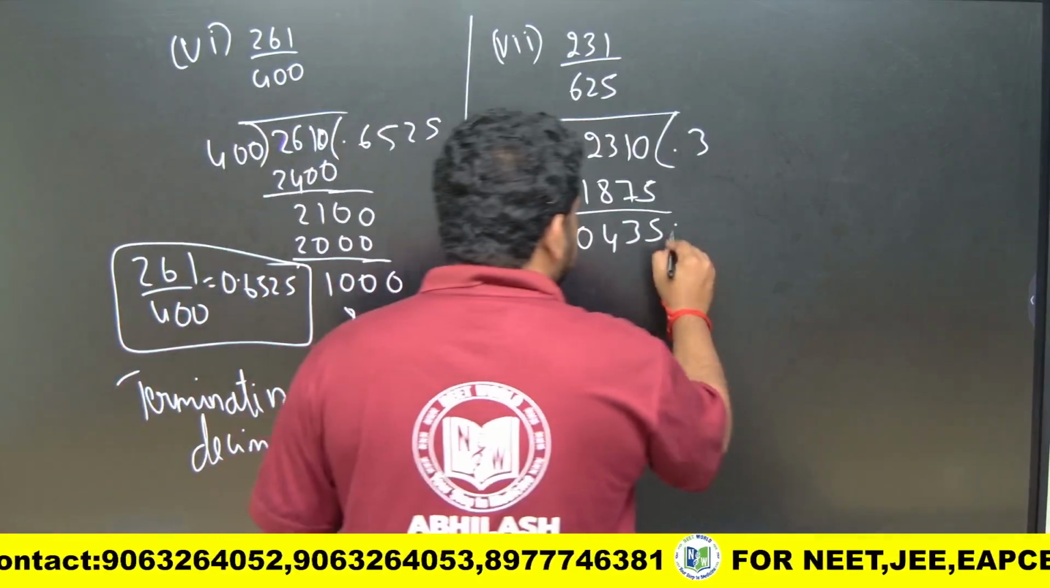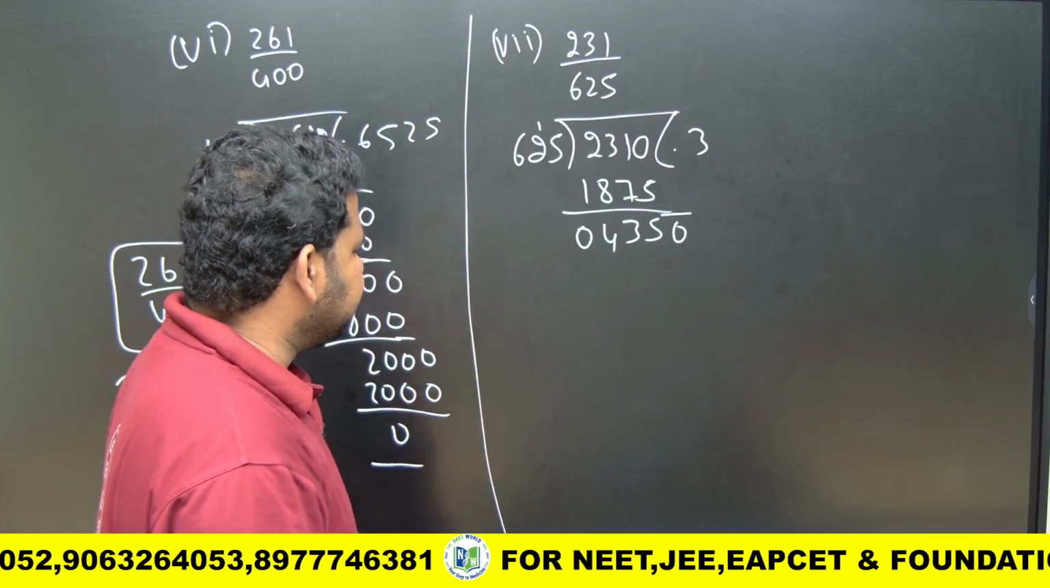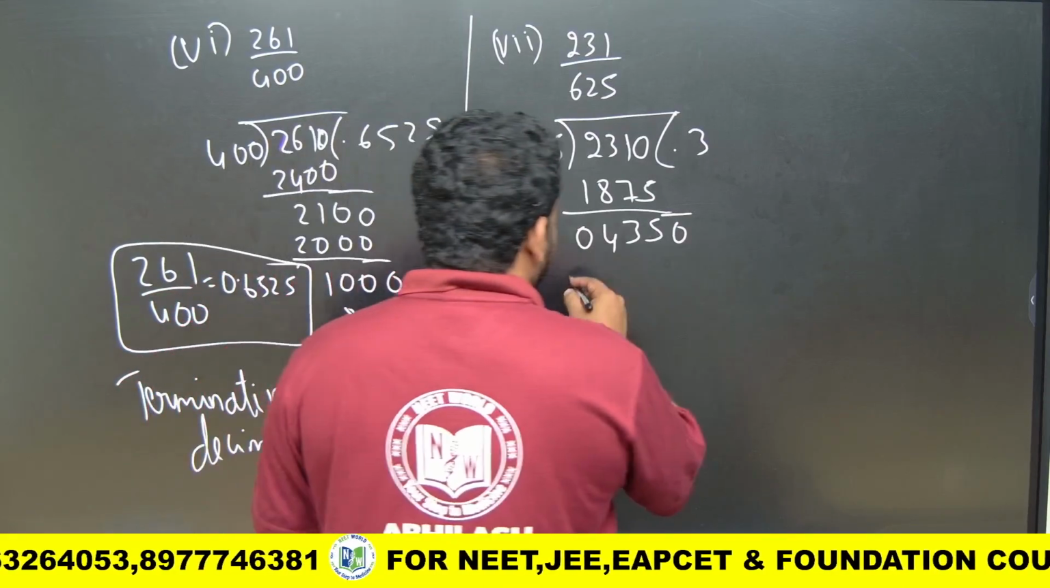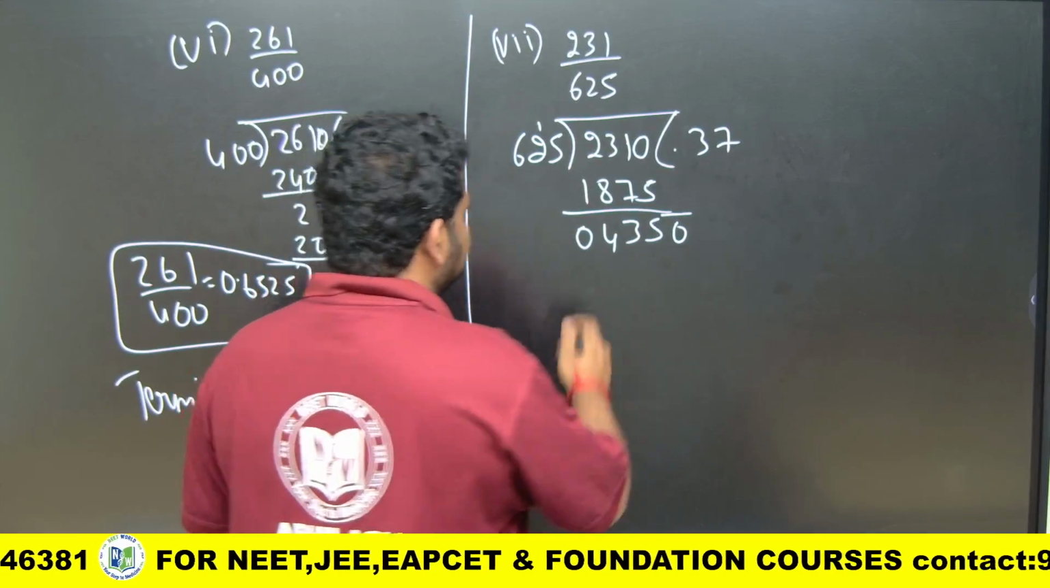So this becomes what? I have to put 0 here. Okay, 435, that is 4350 divided by 625. So that means I have to take it somewhere close to 42. That is nothing but 7. Okay, 7 sixes are 42.